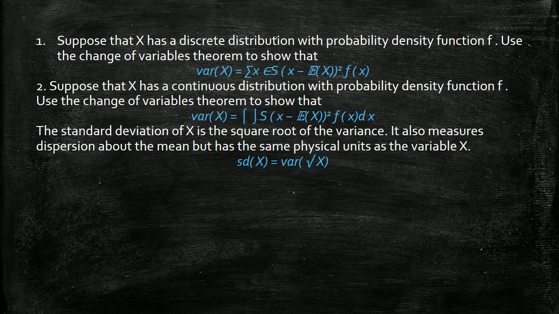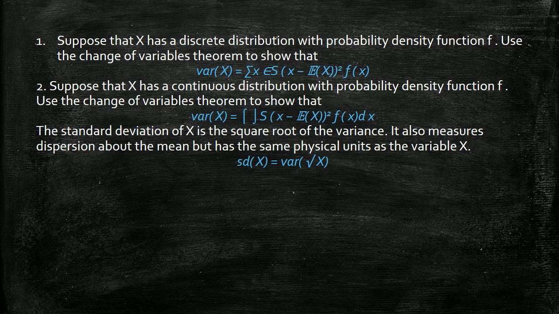Suppose that X has a discrete distribution with probability density function f. Use the change of variables theorem to show that var(X) = Σ_{x∈S} (x − μ)² f(x). Suppose that X has a continuous distribution with probability density function f. Use the change of variables theorem to show that var(X) = ∫_S (x − μ)² f(x) dx.